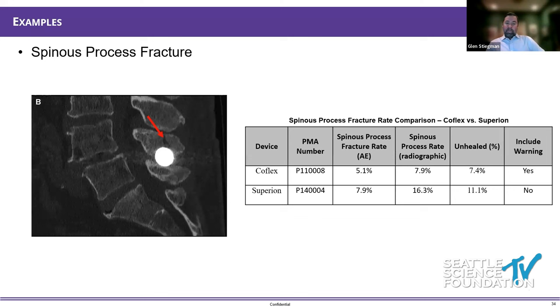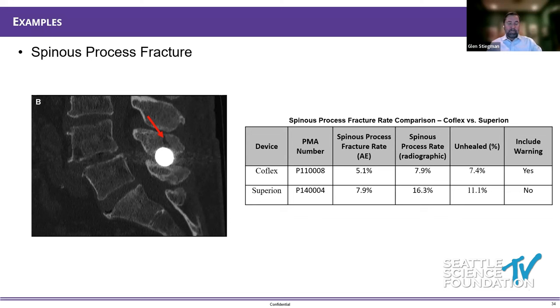Now, were these reported as AEs? Some were, some weren't. Radiographically, you can see Coflex had an 8% observation rate, 5% AE rate. Superion had twice as many observations versus AEs. And then the healing component too. So I'm taking these from various internal notes that I have, but all this is public information.